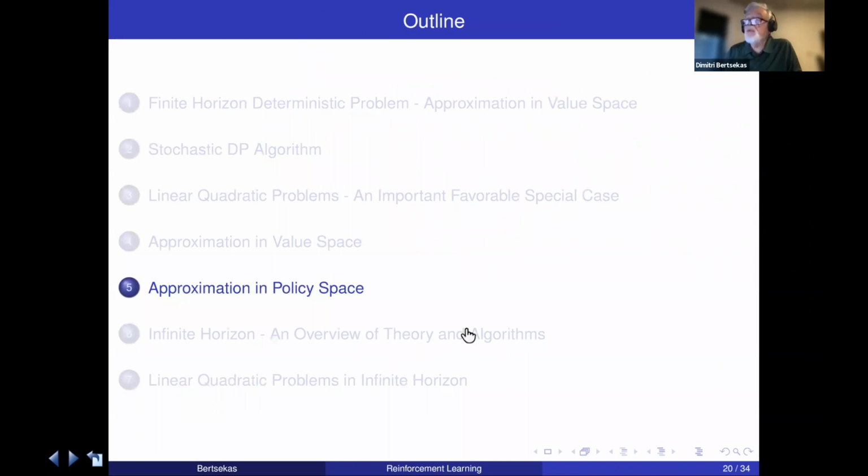Are there any questions on the general structure of approximation in value space for stochastic problems? I have one question from a student here. What is the question? You said you had one question? Yeah, Professor, could you go back to the last slide?